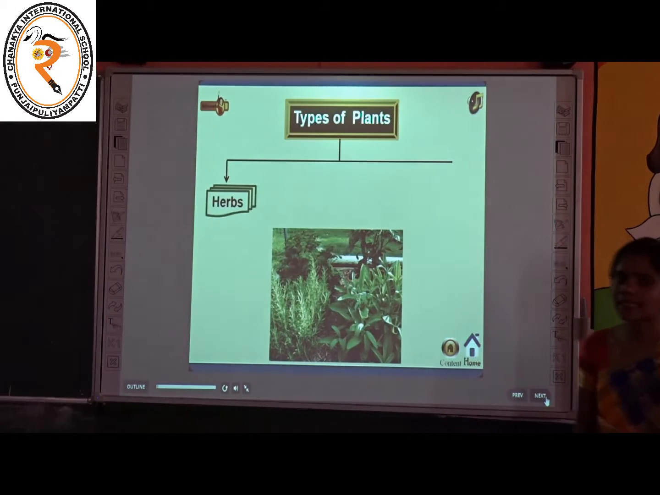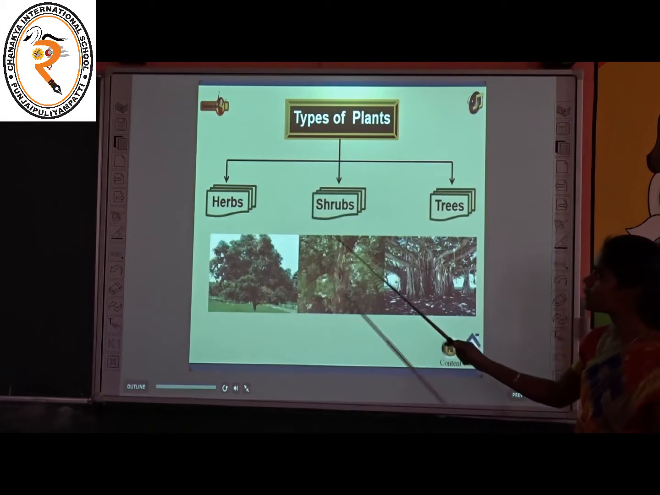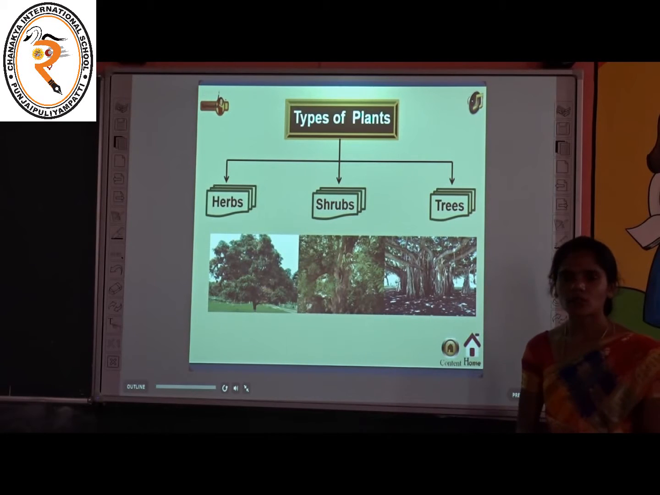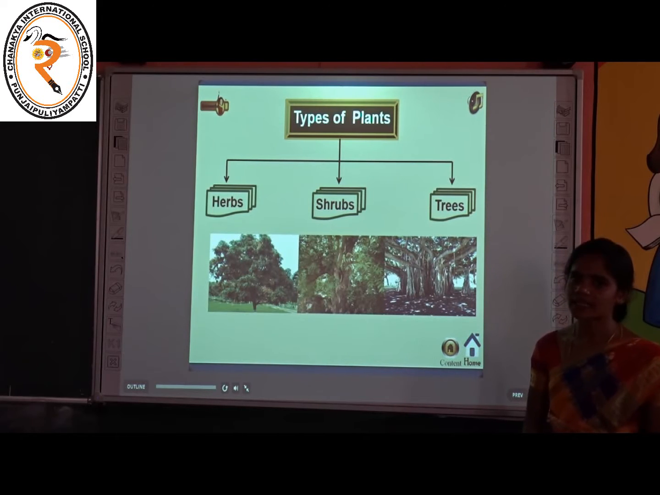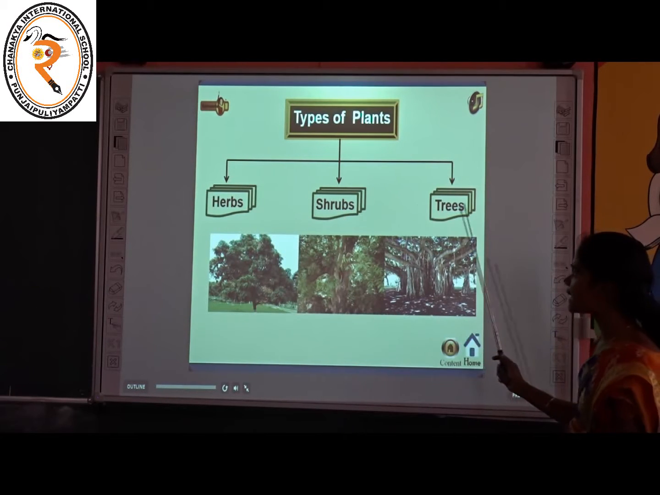What are the types of plants? There are three main types of plants: herbs, shrubs and trees. Look at your surroundings, children. We can see a large variety of plants. Some are very small in size, some are medium in size and some are very tall. According to this, plants are categorized into three types: herbs, shrubs and trees.